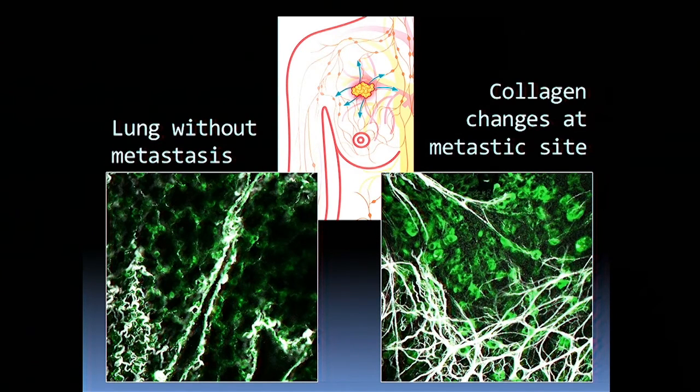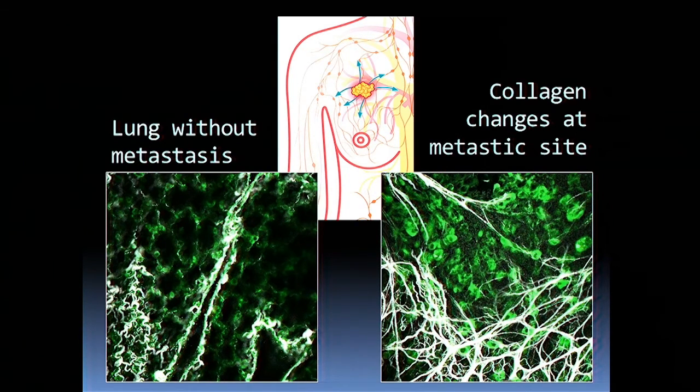So these cells leave the primary site, they get into the vasculature, and then they have to get out at the secondary site. Now, in this experimental model for our mice, our secondary site for metastasis is lungs. But in human breast cancer, it can go to liver, brain, bone marrow, lungs, and that's true for mice as well.